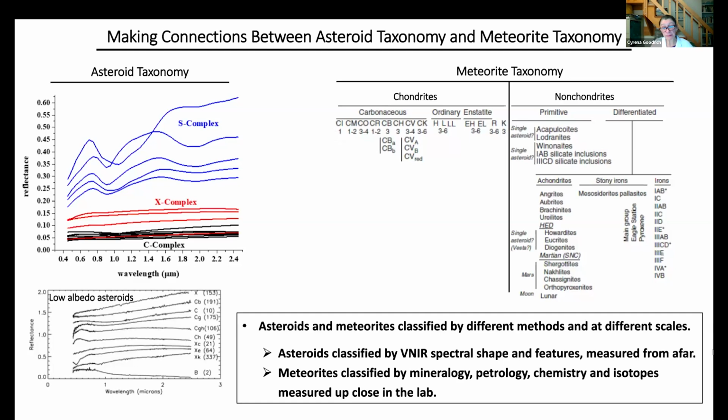And it's really hindered by the fact that asteroids and meteorites are classified by very different methods and at very different scales. Asteroids are classified principally by visible near-infrared spectral shape and features, and these are measured from afar. Whereas meteorites are classified by mineralogy, petrology, chemistry, and isotopic compositions, which are measured up very close in the lab. Next slide, please.